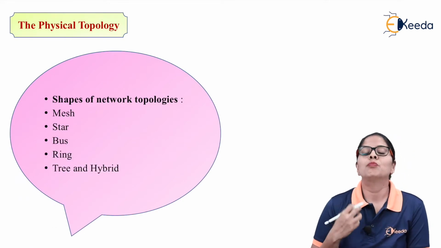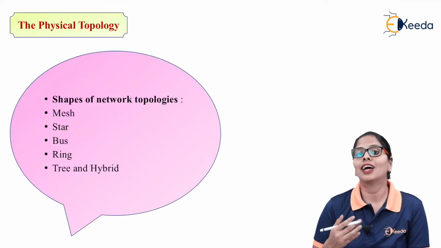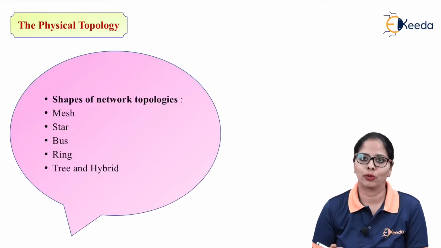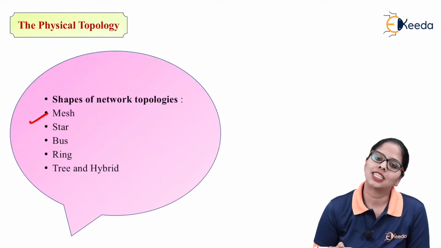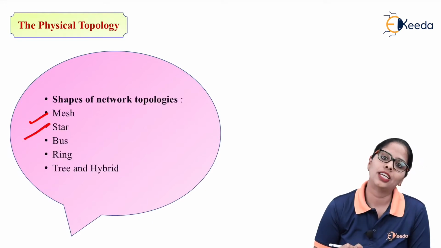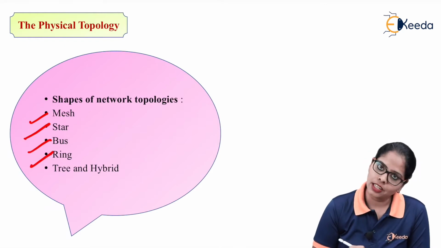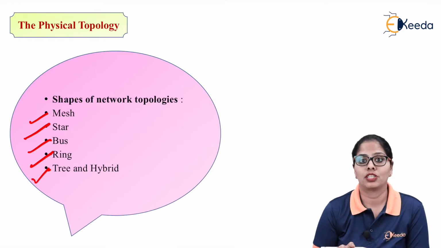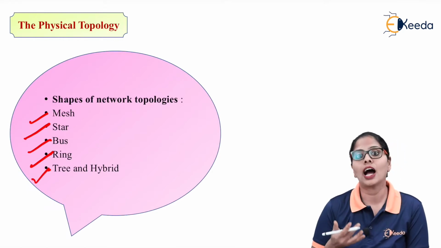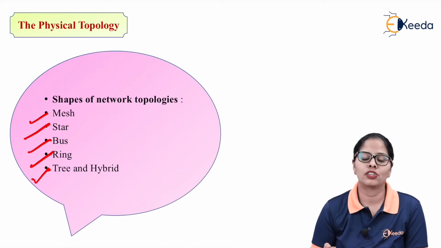So basically, we are more focused on the physical topology. So let us discuss what the different types of physical topology are. The first is a mesh topology, the second is a star topology, the third is a bus topology, the fourth is a ring topology, and the last one is a tree topology. Sometimes it is also called a hybrid topology. So let us discuss each topology in detail.